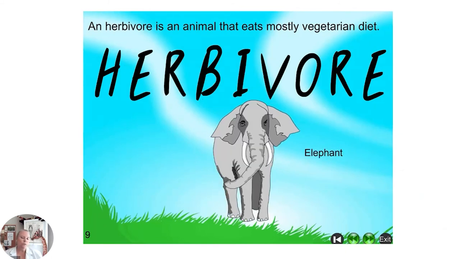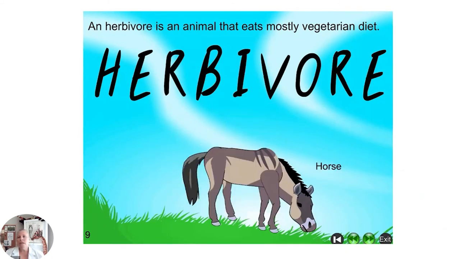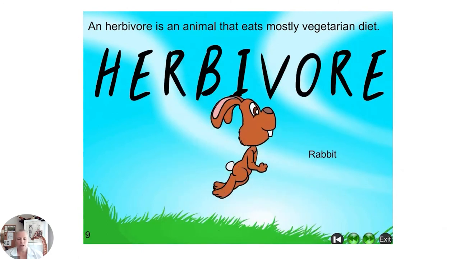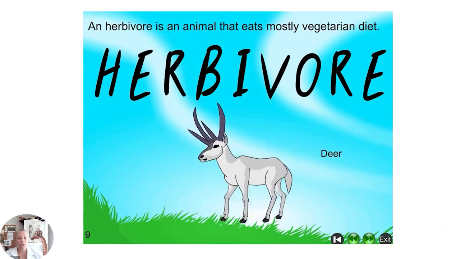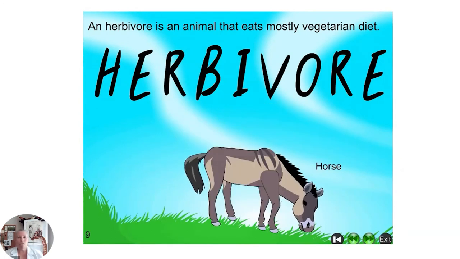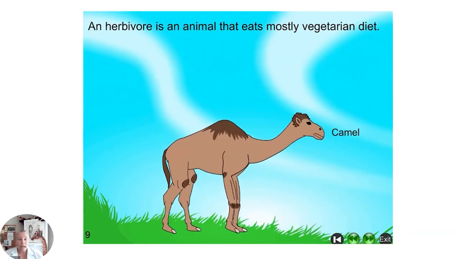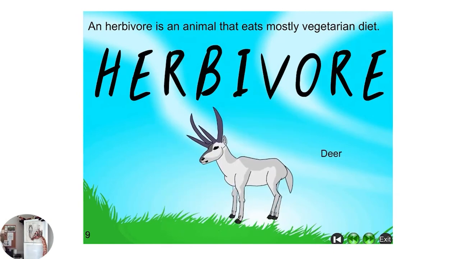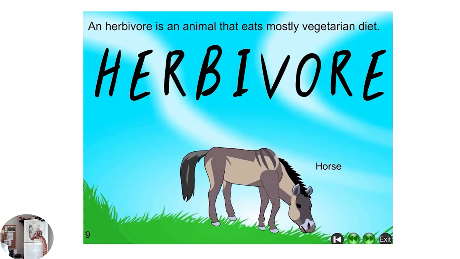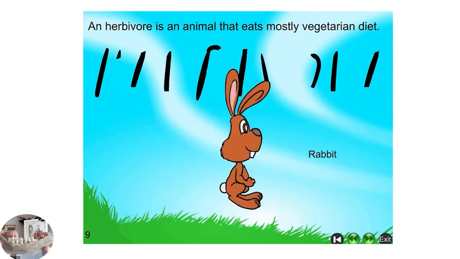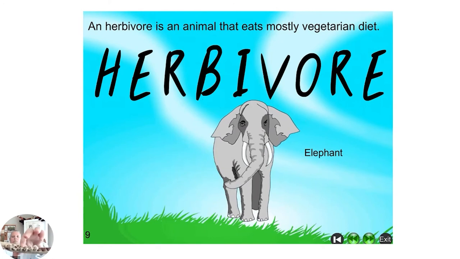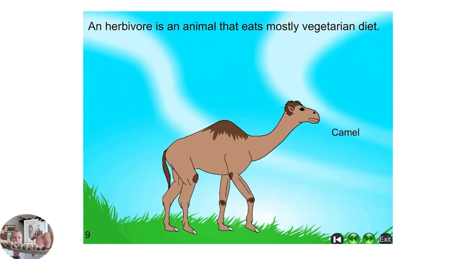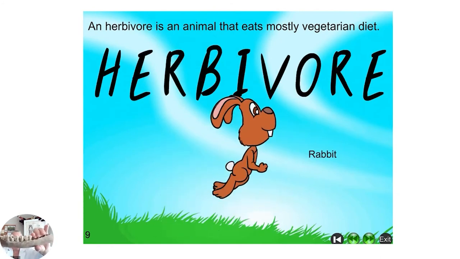So just to review, remember an herbivore is an animal that eats mostly a plant diet. We call it a vegetarian diet. Things like elephants, deer, rabbits, horses, camels, those are herbivores. In fact, I have a camel jaw here, just so you can see. Again, the teeth, these are the molars, and you can see how they are grinders. They are great at grinding that food.